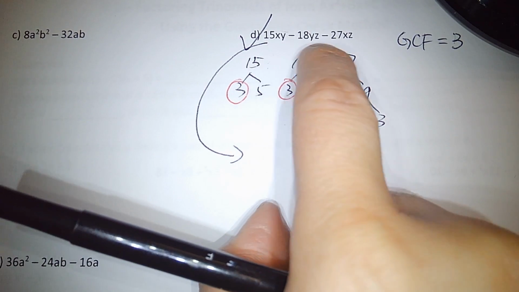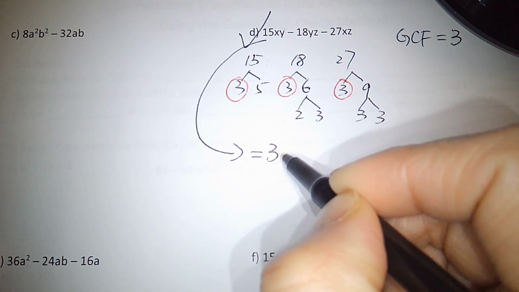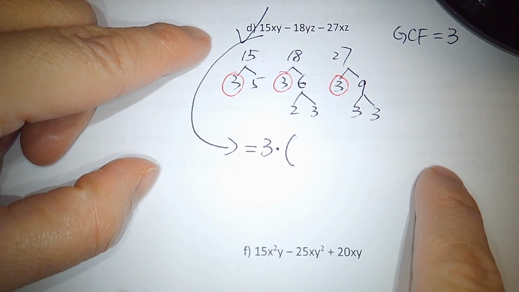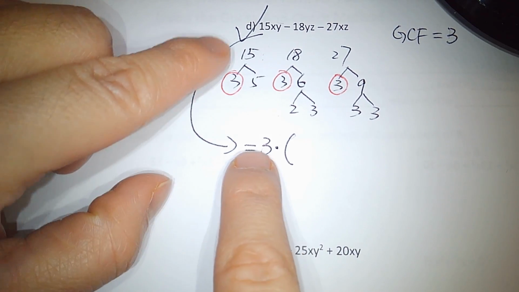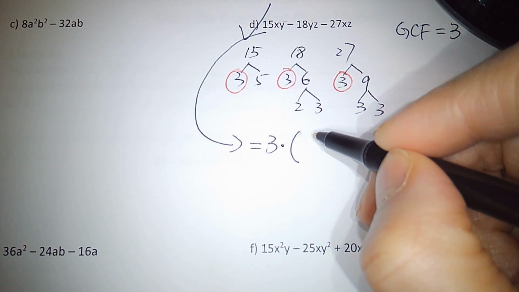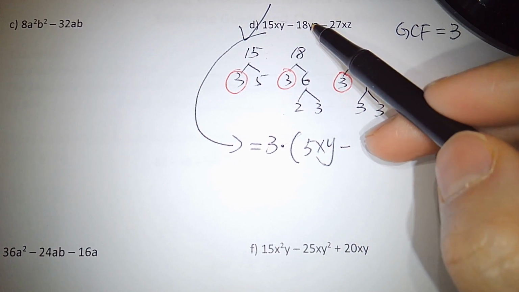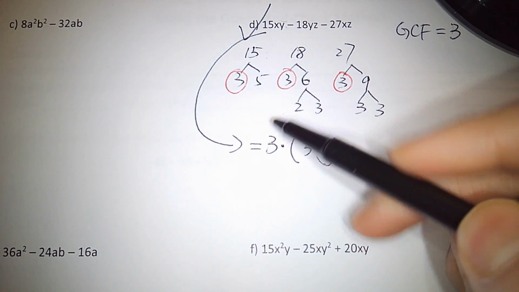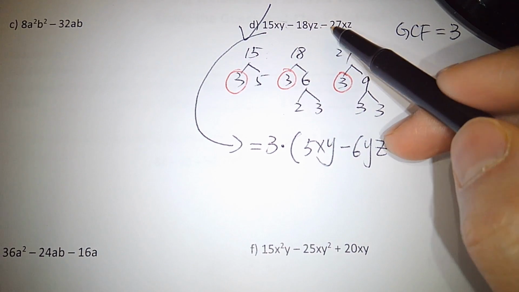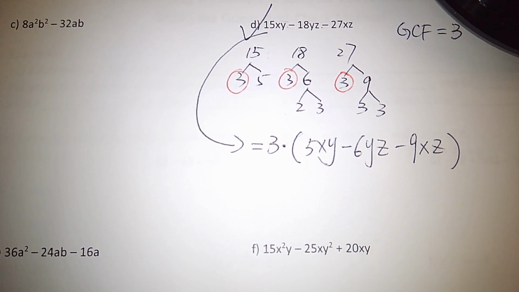To factor this expression by the GCF 3, we factor 3 out. There are 3 terms, so inside of the parentheses we should have 3 terms as well. 3 times what equals 15xy? 5xy. Minus 6yz, because negative 18 divided by 3 gives us negative 6. And negative 27 divided by 3 is negative 9xz.